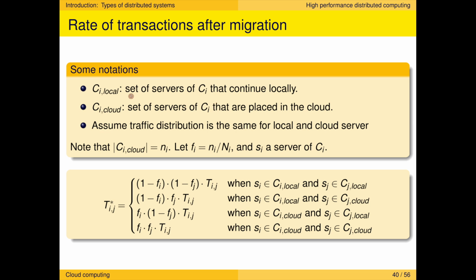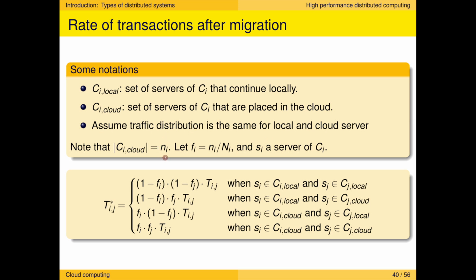So we will now define CI local as the number of servers for that specific component CI that are in our local data center, and CI cloud is the number of servers or the set of servers that are at the cloud for the same component CI. In other words, as we mentioned earlier, for the same component, some of the servers will be in our local data center, whereas the rest will be at the cloud. And we assume traffic distribution is the same for local and cloud, just for the sake of simplicity.